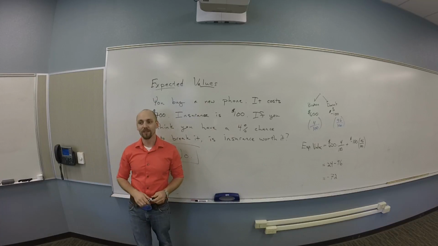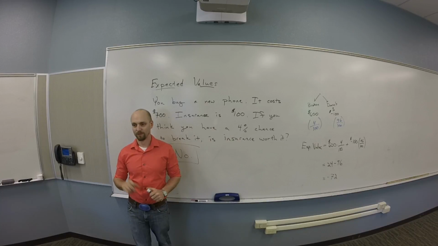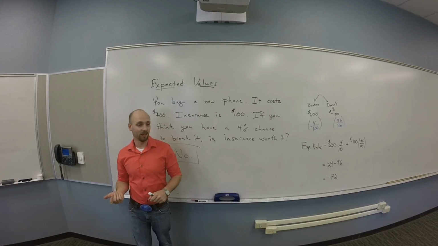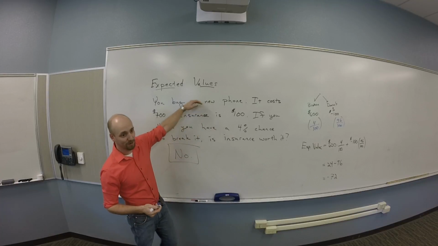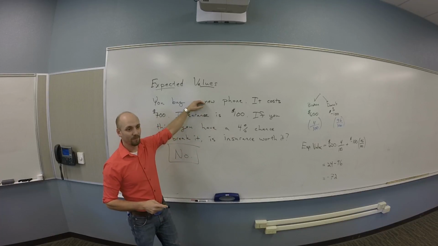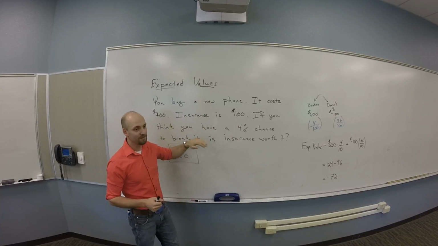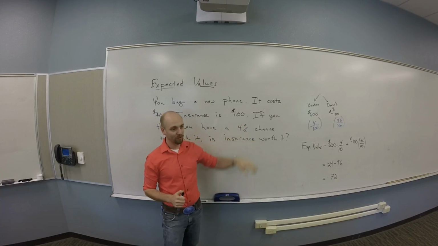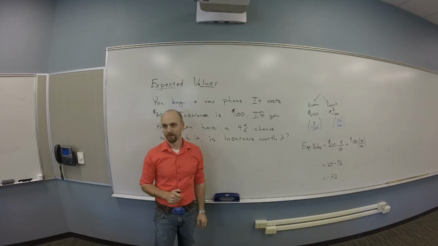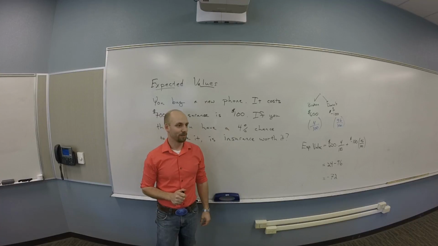Now, please notice, this whole thing is really flipped on its head from how this calculation would go. The more interesting calculation is from the insurance company's perspective, right? What's our break-even value if we know 4% of people break their phones? You guys see that? So what would that answer be?